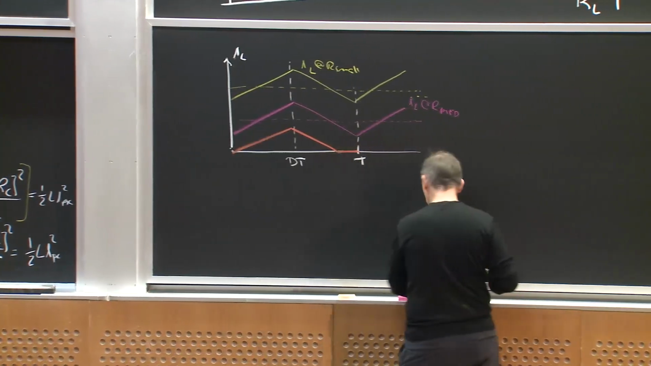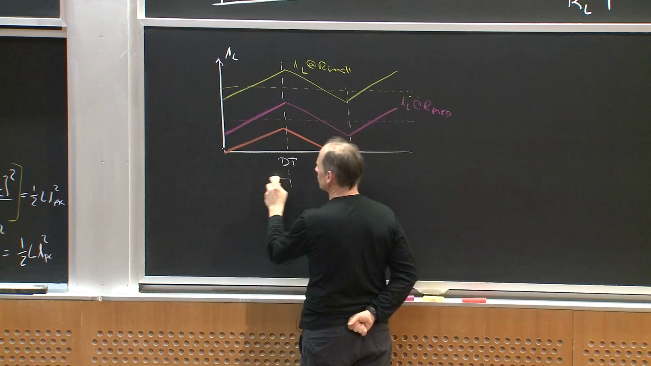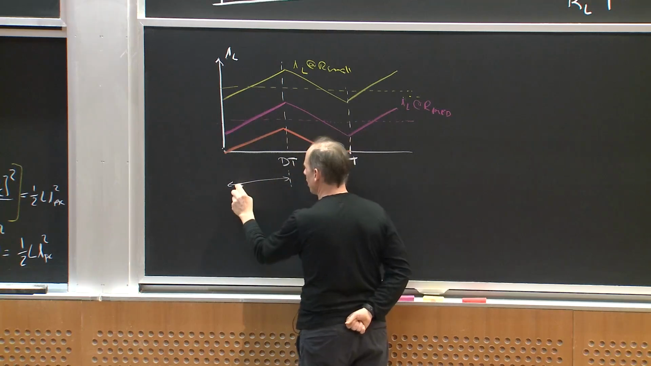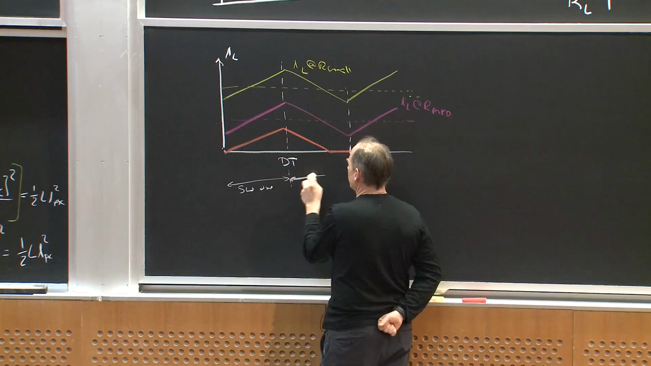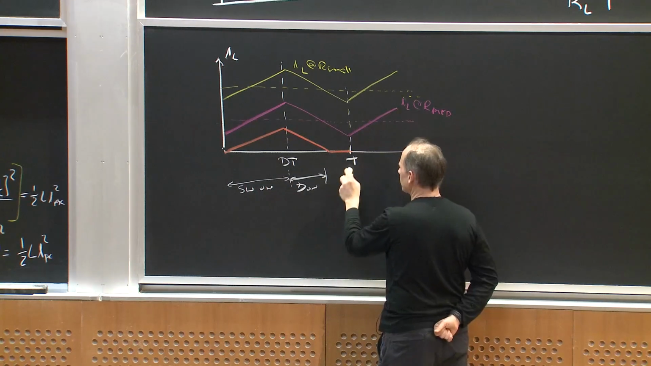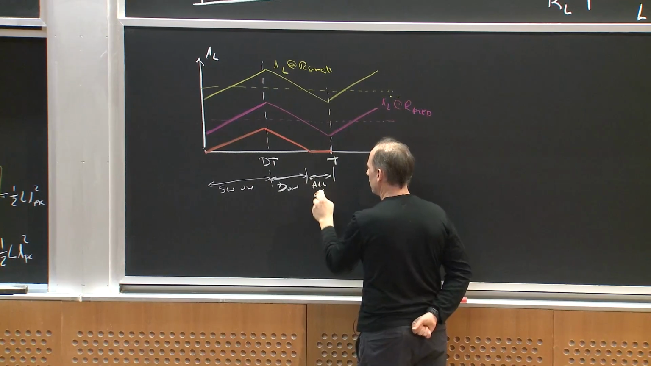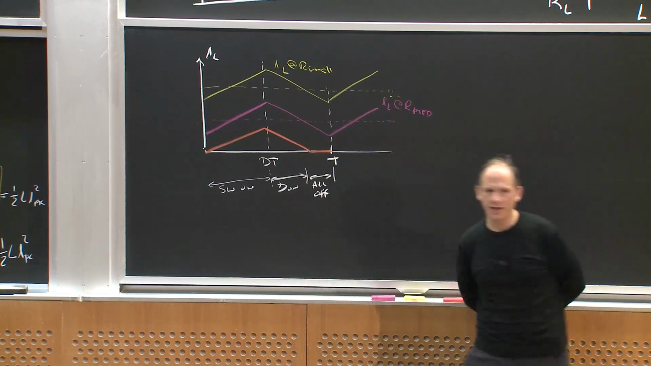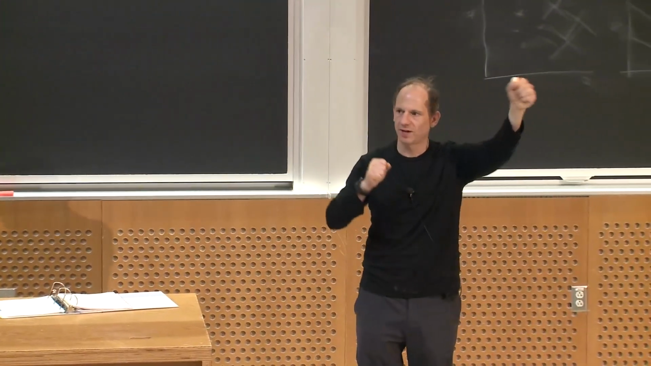Okay? So in this alternative state, what do I have? In this period I have the switch on. Here I have the diode on. And in this time period, everything is off. So we haven't considered this mode of operation, right? We always assumed it was either the switch or the diode that was conducting.